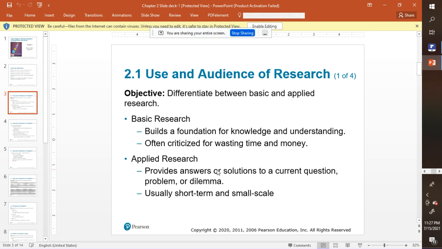Basic research, which is also known as academic research, is different from applied research. Applied research provides answers or solutions to practical questions, and it is usually very short term and small scale, unlike basic research. We can also say that applied research provides practical results, and practitioners are usually the audience for the findings.